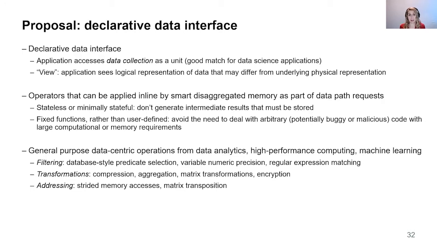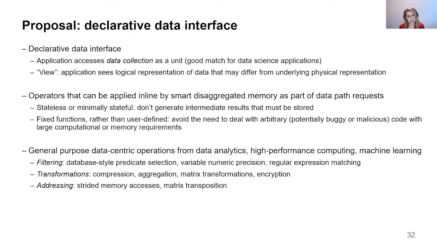We also have transformations that might reduce the amount of data that's being sent. Compression is one example of that, as well as aggregation operations, so things like mins or maxes or averages, that sort of thing. Transformations also may be very useful for doing things like encryption inline that will help with the security of the system. And then finally, a category that harkens back to an earlier part of the talk is the notion of smart addressing, the ability to do strided memory accesses or maybe even matrix transposition. All of these things are common across these different application areas.